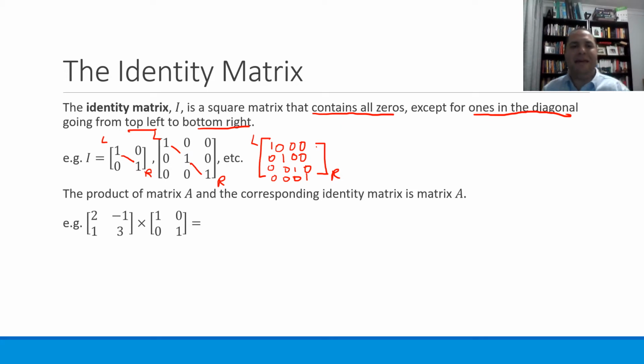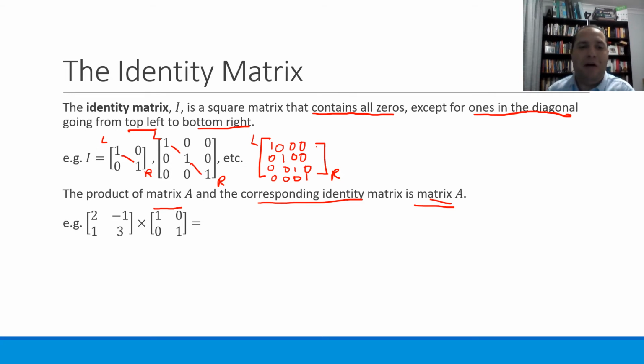Now the key thing for matrix multiplication and the identity matrix is the product of a matrix A and its corresponding identity matrix. Making sure it's the same size, that's what corresponding means. The result of multiplying them together will just be matrix A. It'll be the same as the matrix you start with.